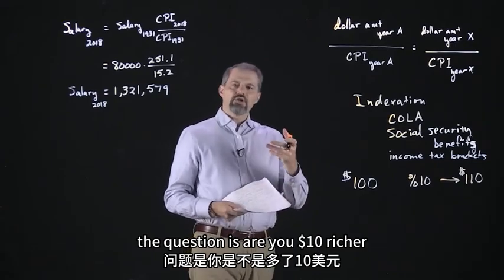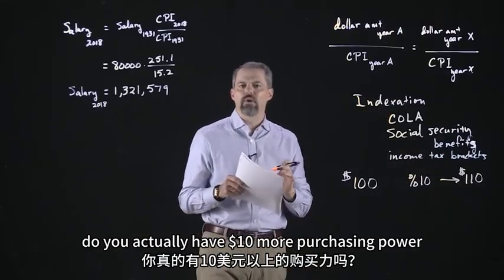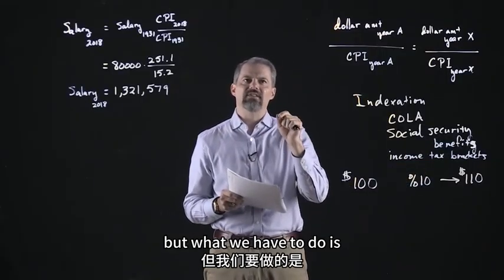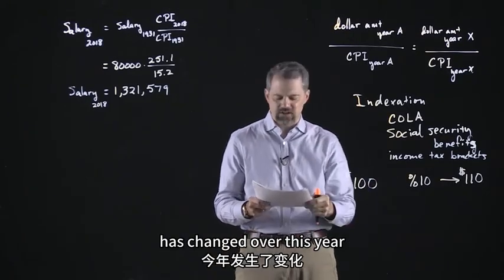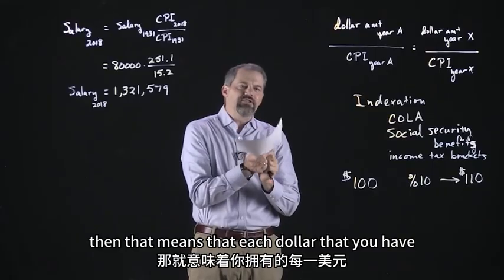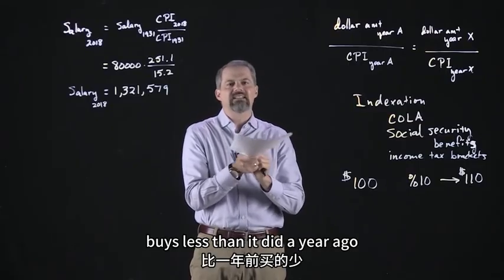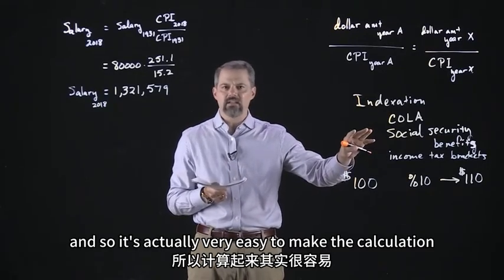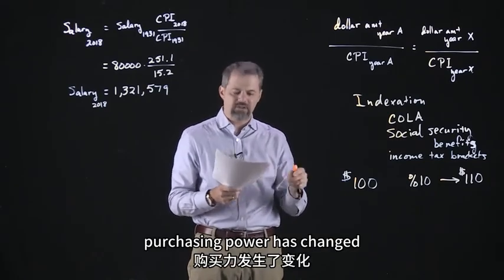The question is, are you $10 richer? Do you actually have $10 more purchasing power? You have 10% more dollars, but what we have to do is think about how the purchasing power of your dollars has changed over this year. If there's been some inflation, then each dollar that you have buys less than it did a year ago. And it's actually very easy to make the calculation to figure out how much your purchasing power has changed.